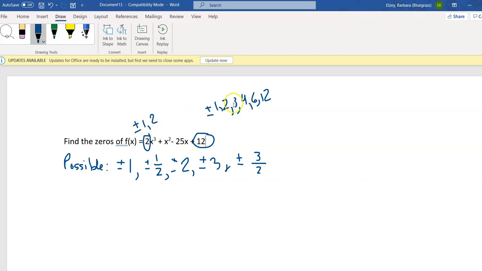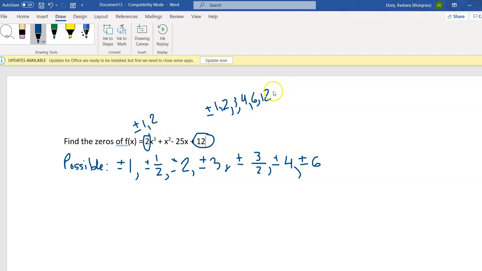Let's go to 4 over both of these. So 4 over 1 is 4. 4 over 2 is really 2, so we don't need to list that again. All right, that's 4 over both of these. Let's go 6 over both of these. 6 over 1 is 6. 6 over 2 really reduces to 3, which we already have.